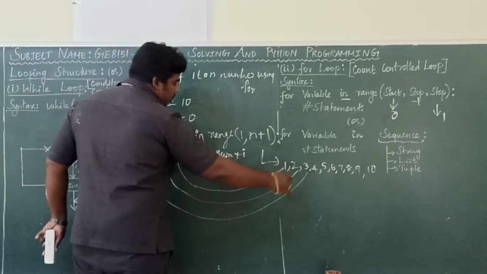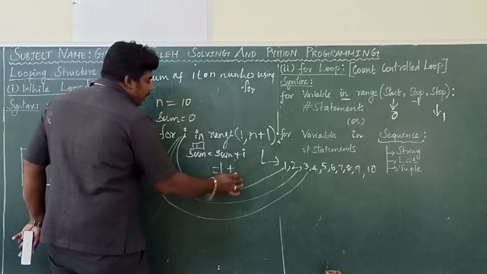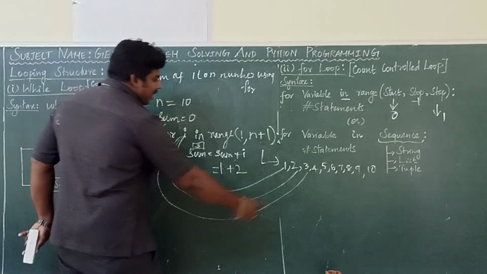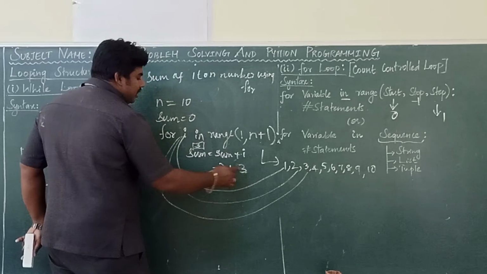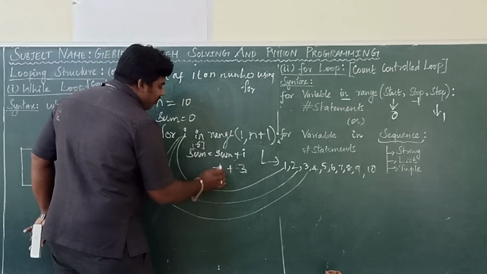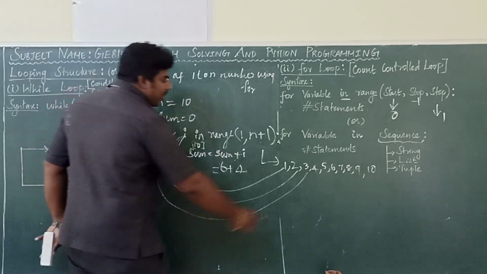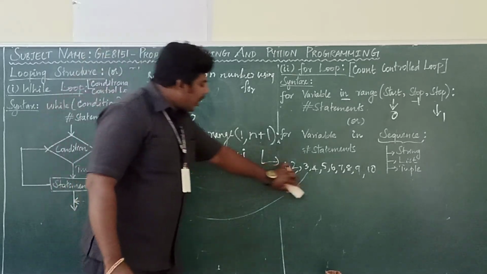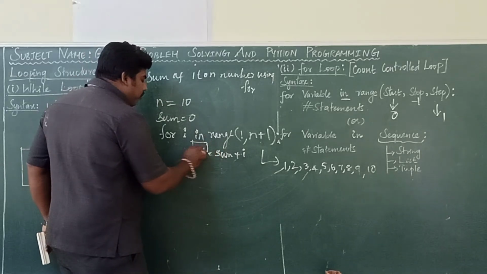The second iteration your I value is 2. Okay. So now what's the sum value? 1. 1 plus 2. Now the sum value is 3. In the third iteration your I value is 3. What's the sum value? 3. You are getting 6. In the fourth iteration your sum value is 6 and the I value is 4. So it is 10. In the fifth iteration it is 5. Like that each iteration it will take one value from the range. At last I think you will get the answer like 55.